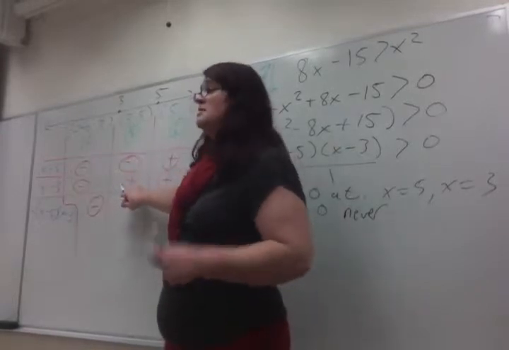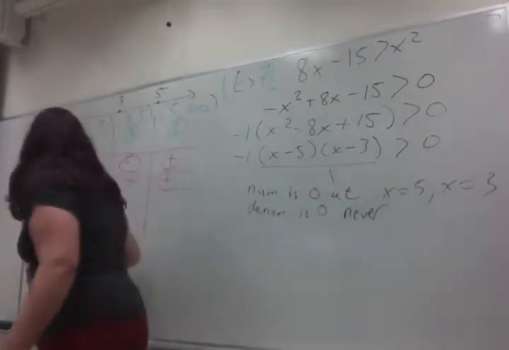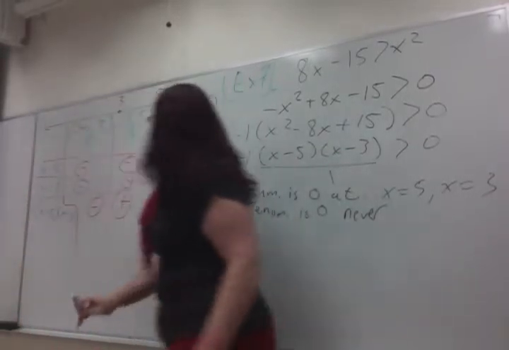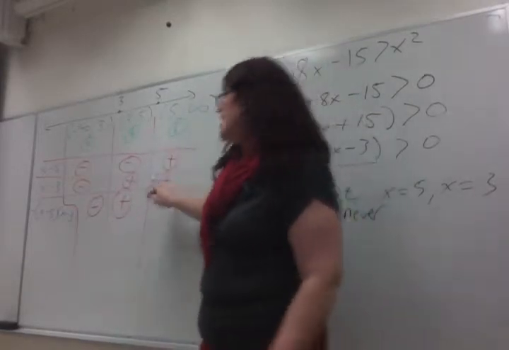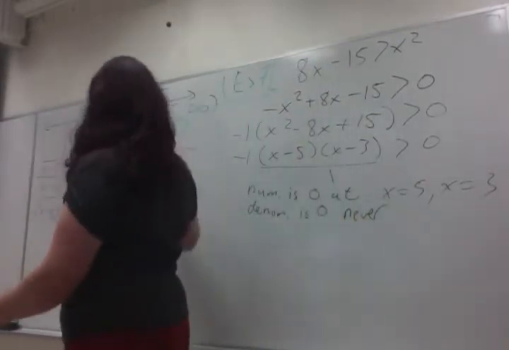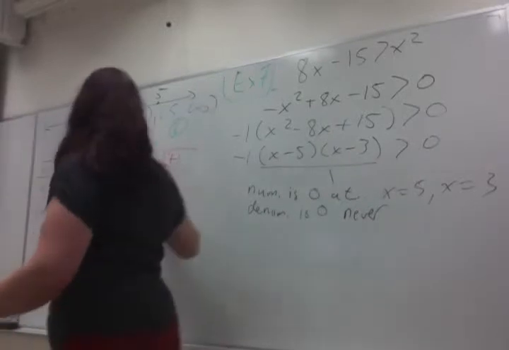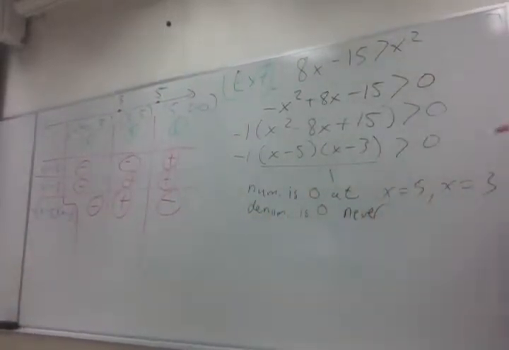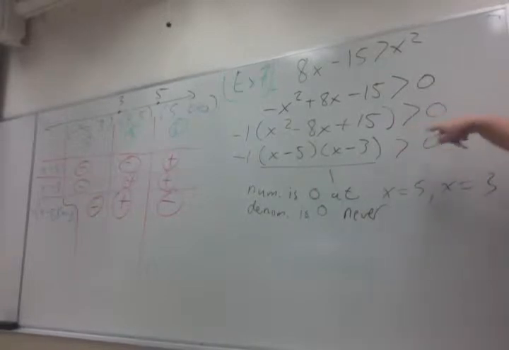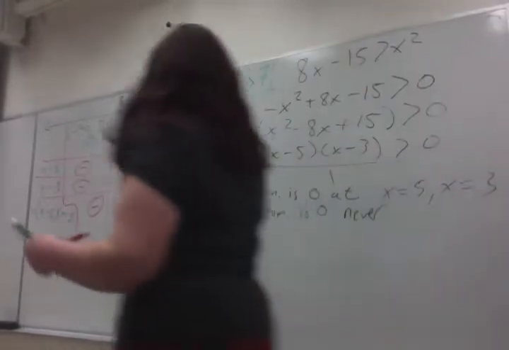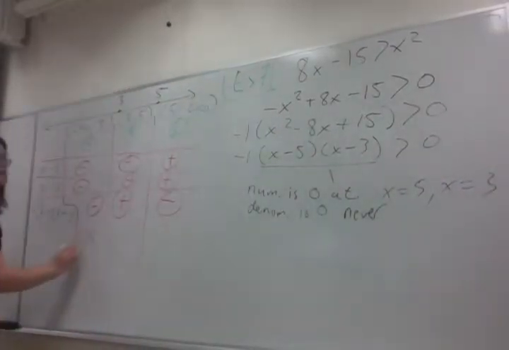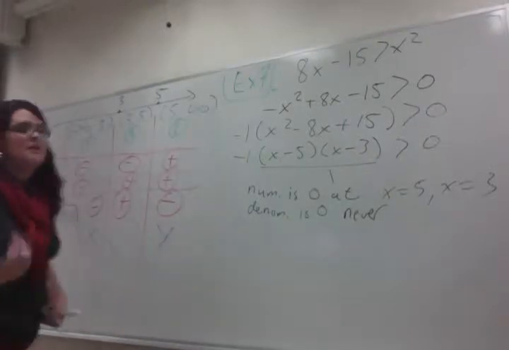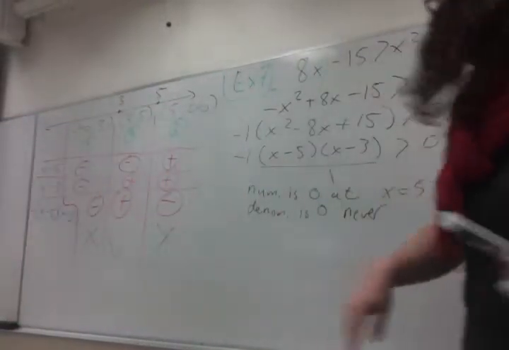Negative times positive is negative, multiplied by negative 1, we get a positive result. Positive times positive is positive, multiplied by negative 1, we get a negative result. What we're interested in is, when is this thing bigger than 0? It's bigger than 0 when it's positive. It's not bigger than 0 at the other two places.